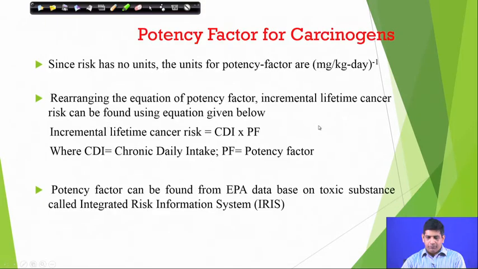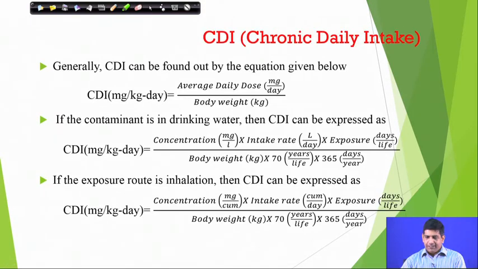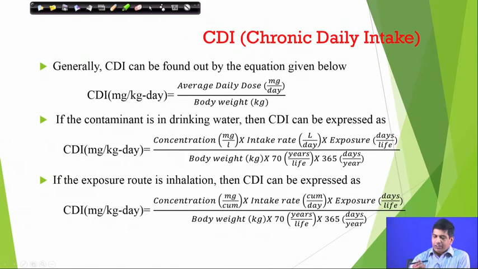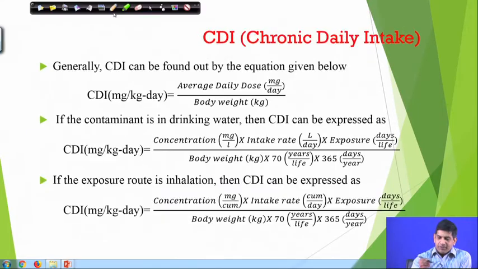Okay, that being said, generally CDI can be found using the equation given below. CDI is the chronic daily intake, and what you do is take the average daily dose, how many milligrams per day, and divide by the body weight. That gives you milligrams per kilogram per day.